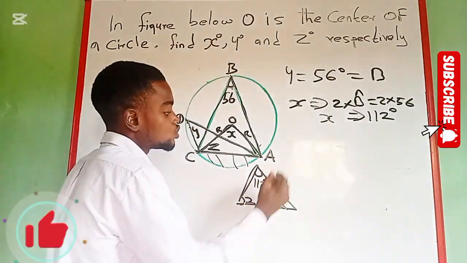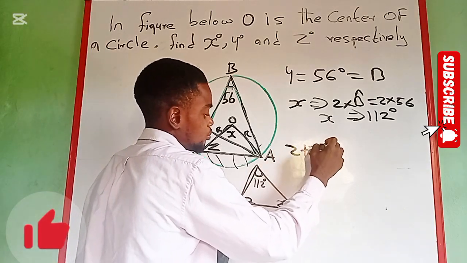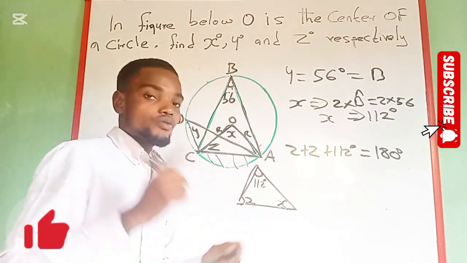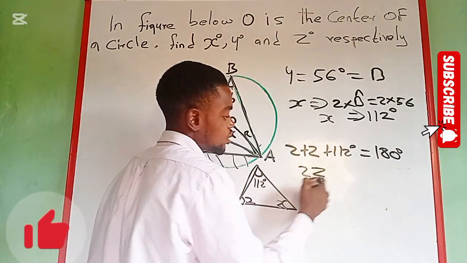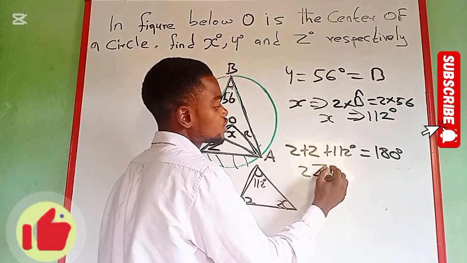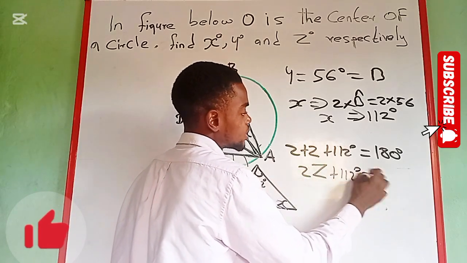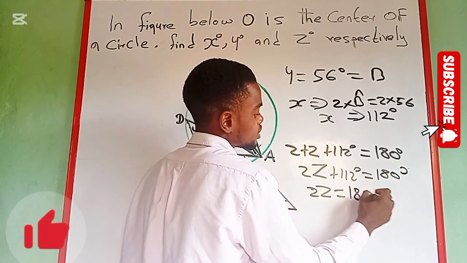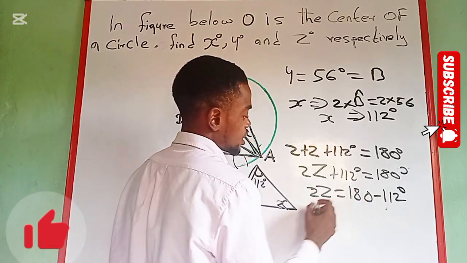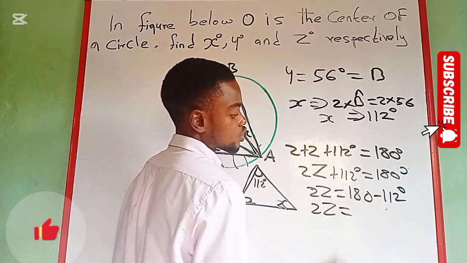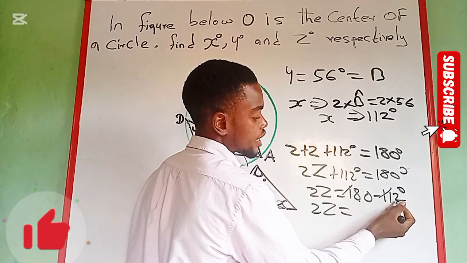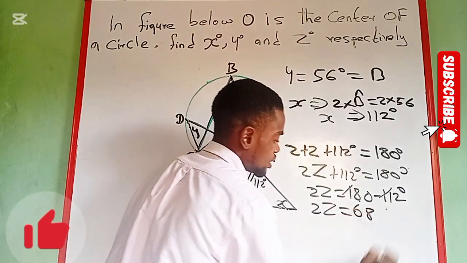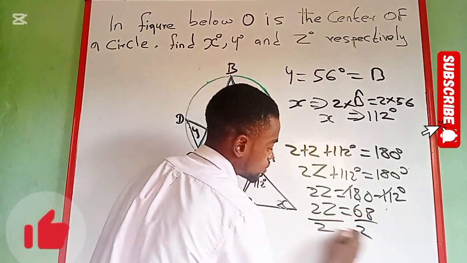Can we do that? So we're going to do Z plus Z plus 112 degrees is going to give us 180, because these are angles found in a triangle. We're going to have 2Z plus 112 degrees equals 180. Now 2Z is going to be equal to 180 minus 112 degrees. Take away: 180 take away 110 is 70, take away 2. We are going to have what? 68. Now you divide by 2 because we are looking for Z.